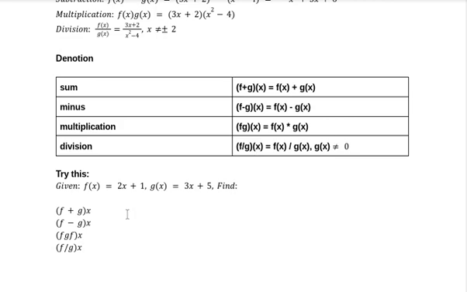Now let's try another example. Okay, so try this. We are given that f(x) is equal to 2x plus 1 and g(x) is equal to 3x plus 5. So we are required to find the four of the following. The first one.